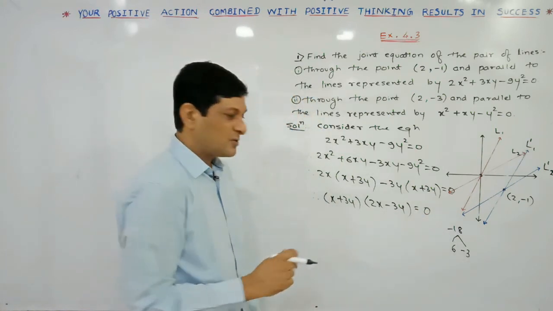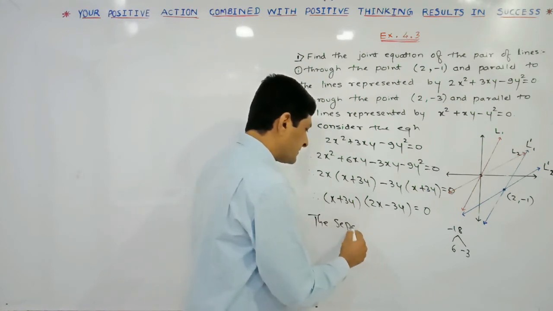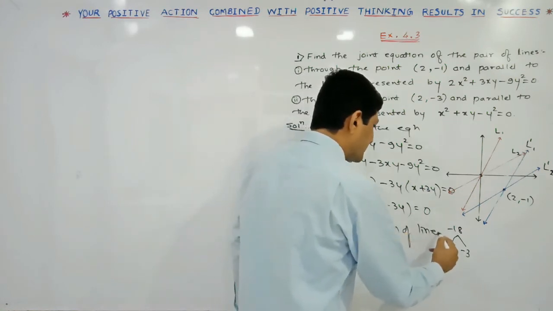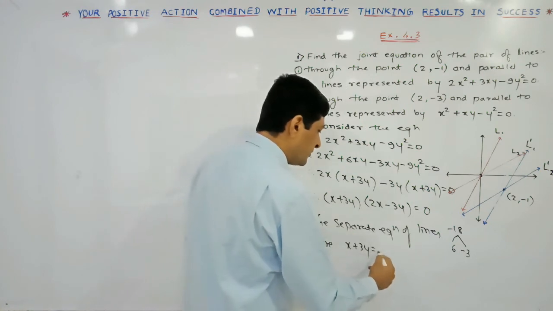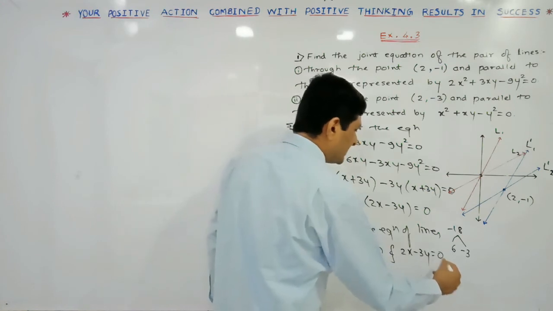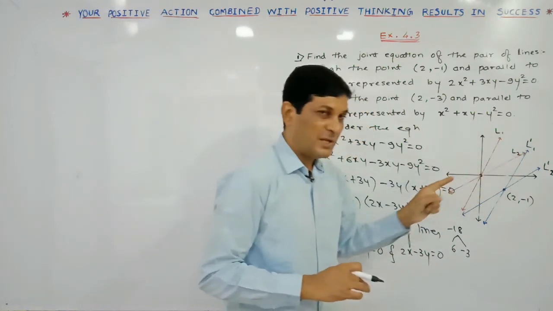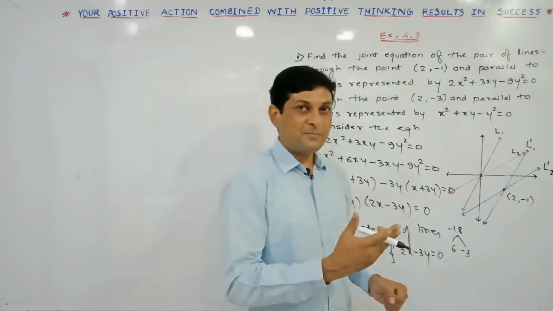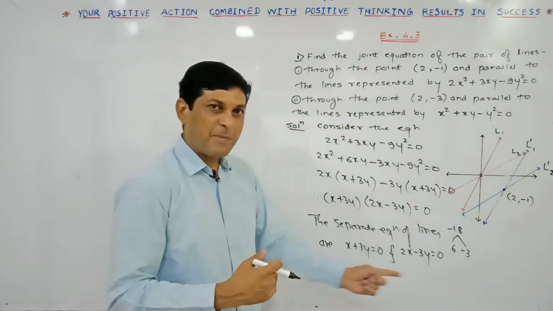So once the factors are known to us, we can say that the separate equations of lines are: the first equation is x plus 3y is equal to 0, and the second equation is 2x minus 3y is equal to 0. Once the separate equations of these lines L1 and L2 are known to us, we are finding the slope of lines parallel to these lines, means L1 dash and L2 dash, because our required lines are parallel to these lines.